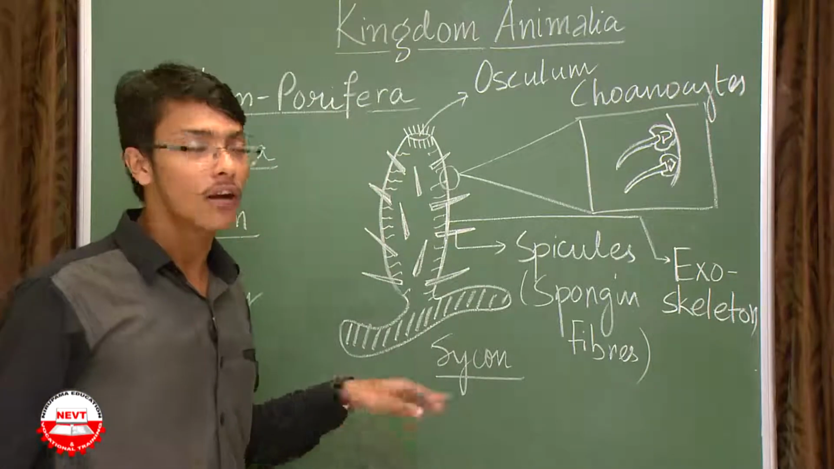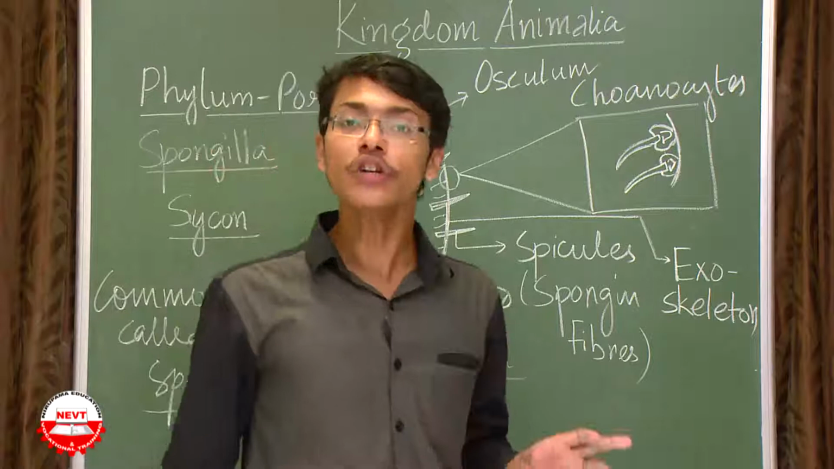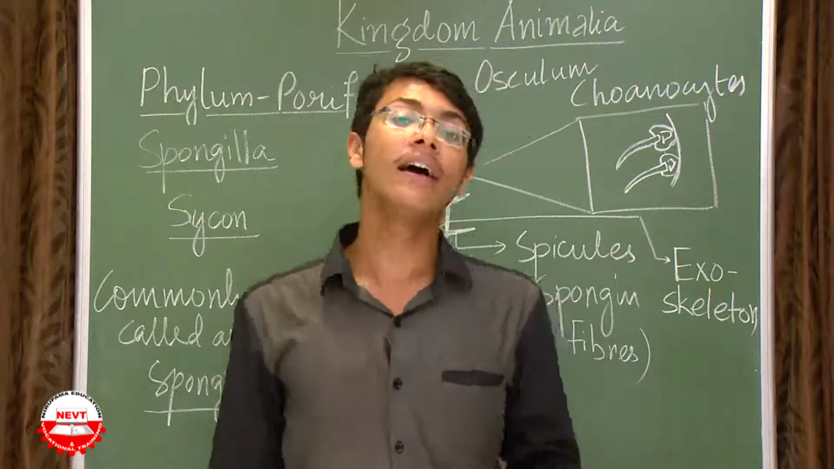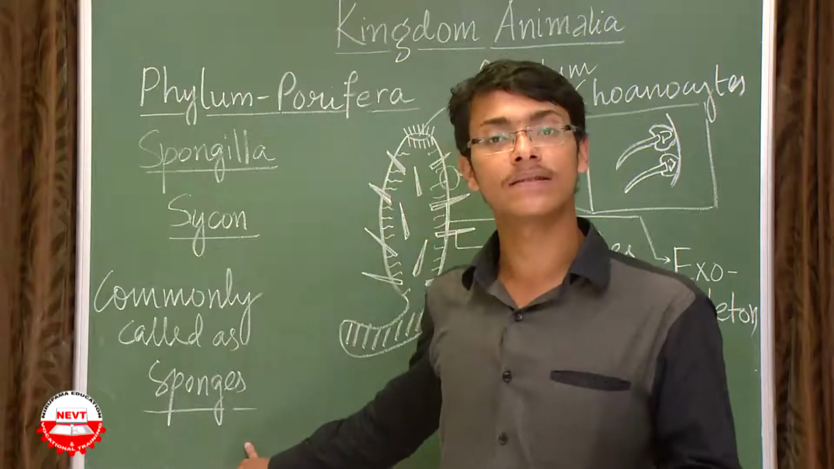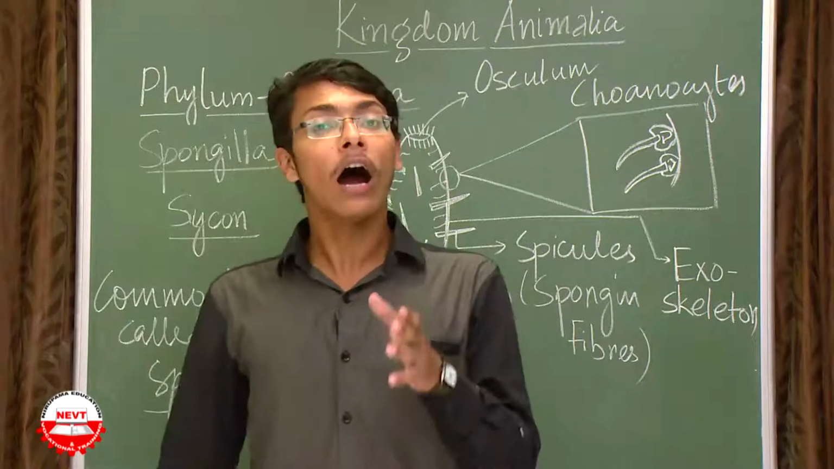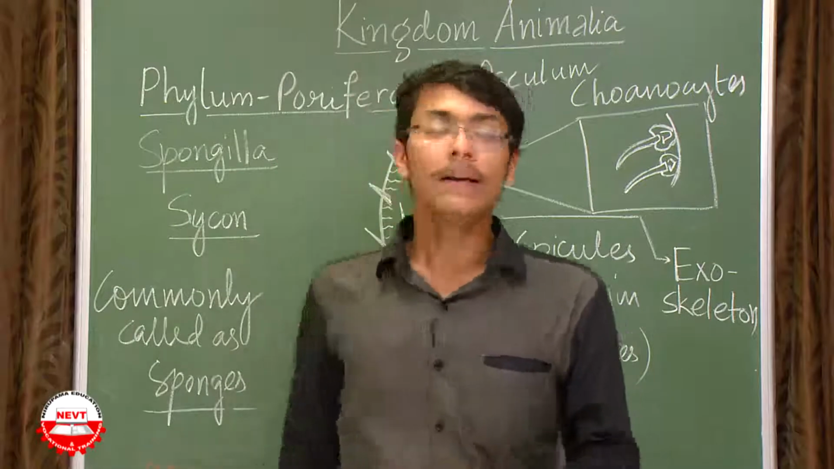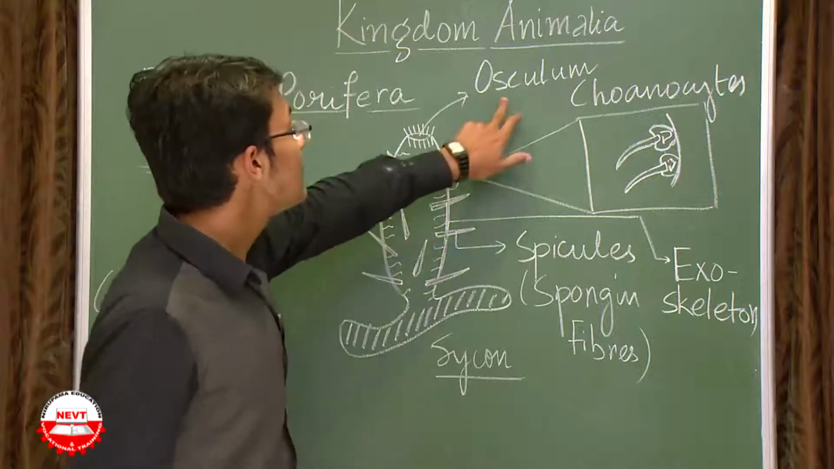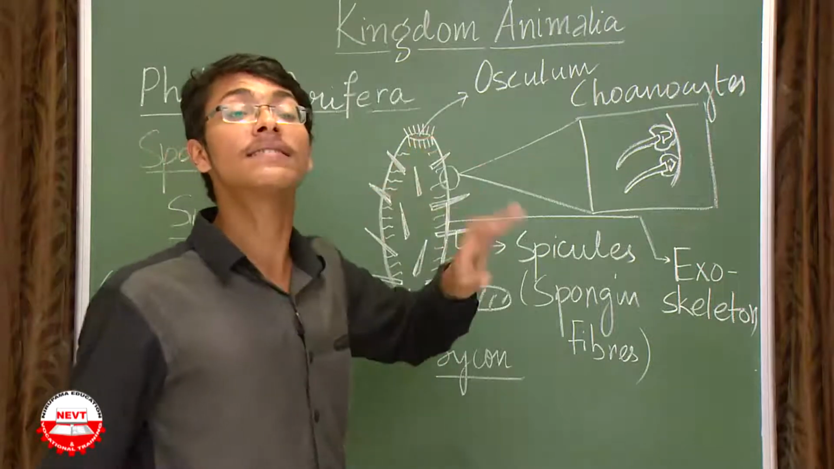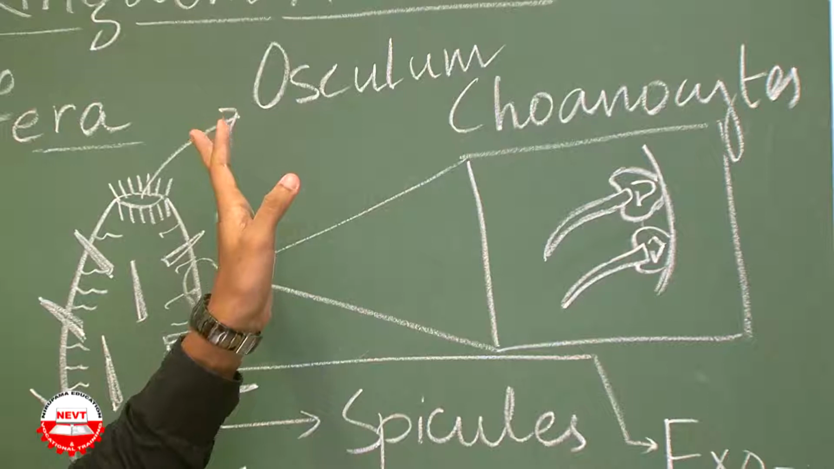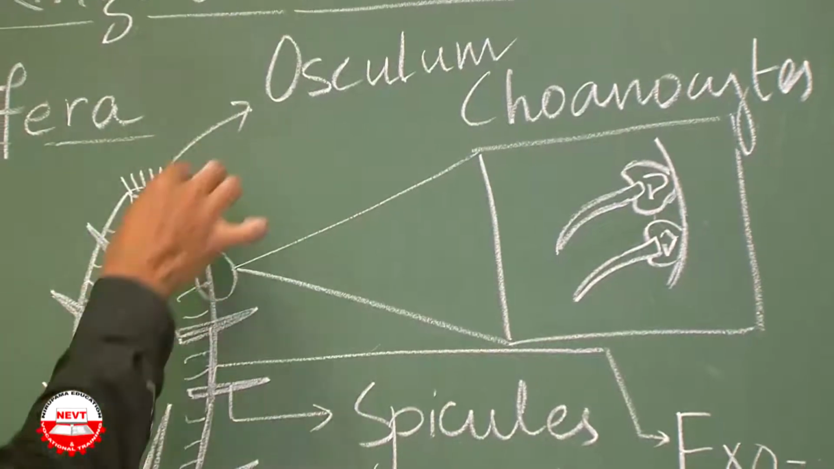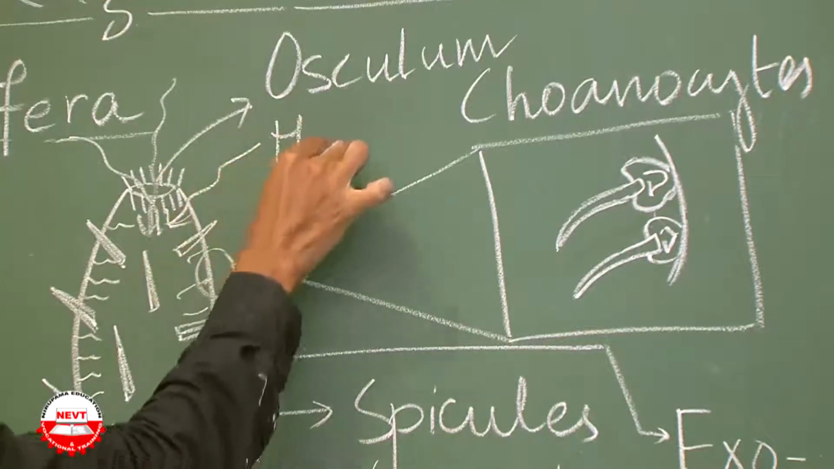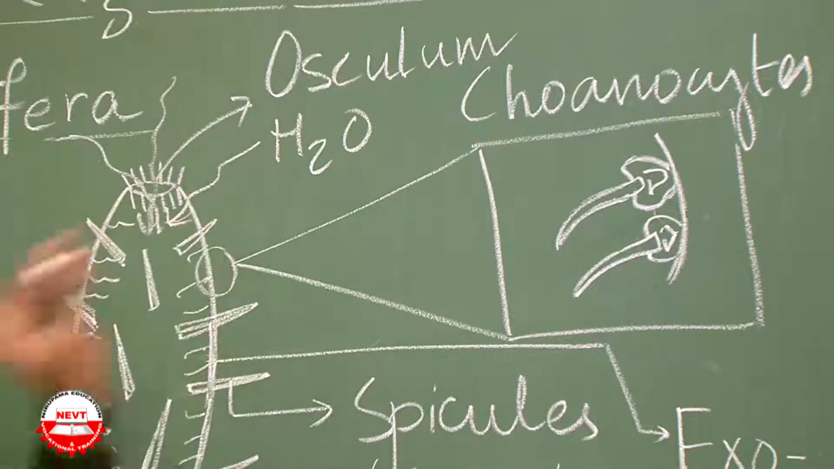The name is Sycon. One point that you should write when you are writing the characteristics of the members of phylum Porifera is that they are commonly called sponges. Now, in the case of Sycon, try to understand the structure. This is the osculum, or you can say the mouth of the organism, through which the water enters.